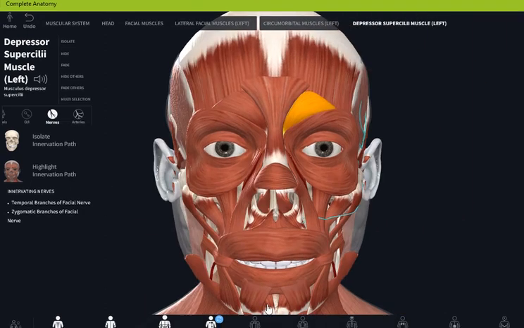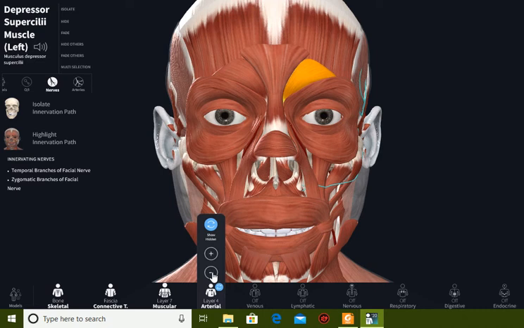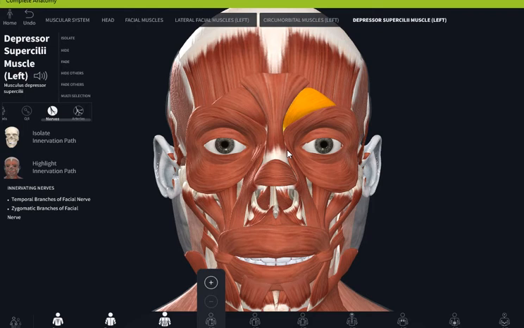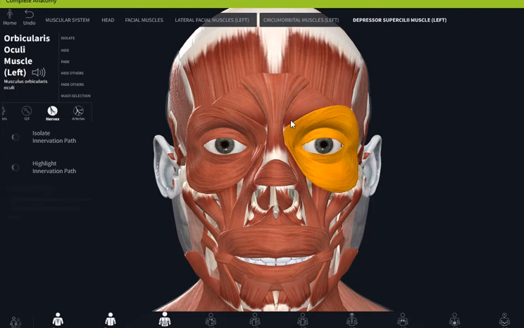Now let's see this next muscle. So we are going to remove now the arterial portion. Now let's see the next muscle. The next muscle is the Orbicularis Oculi. This is the Orbicularis Oris and this is the Orbicularis Oculi because it is close to the eye.